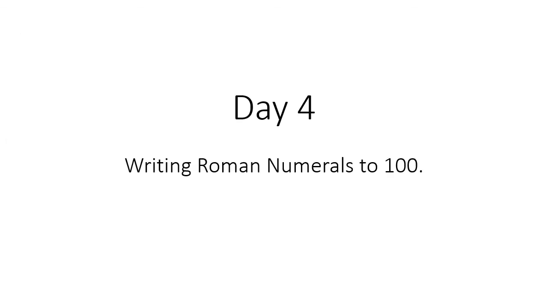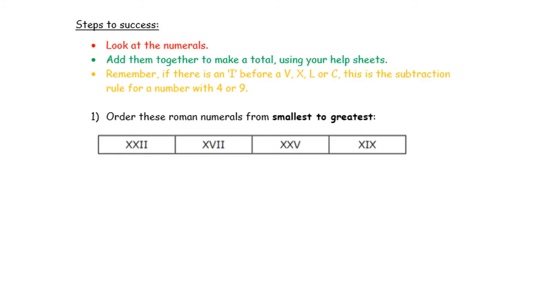Moving on to day 4, you're going to continue today writing Roman numerals to 100. So what we need to do is we're doing more ordering from smallest to greatest, but it's a bit trickier today because the numbers are bigger. So we need to look at the numerals, add them together to make a total, and then we need to always remember if there's an I before a V, X, L, or C, this uses the subtraction rule, and that means it's a number with a 4 or a 9 in. Okay, so let's look at the first one together.